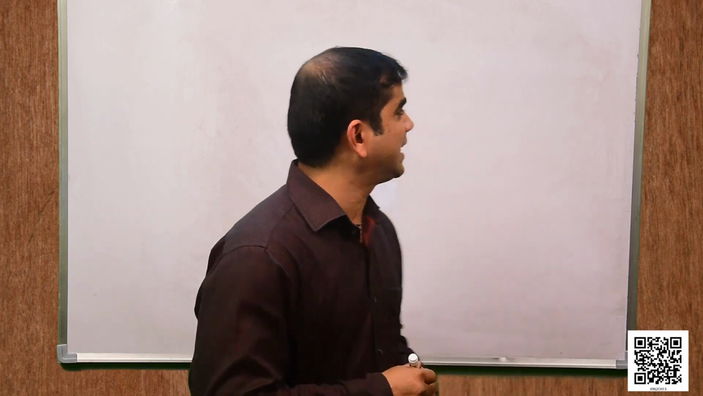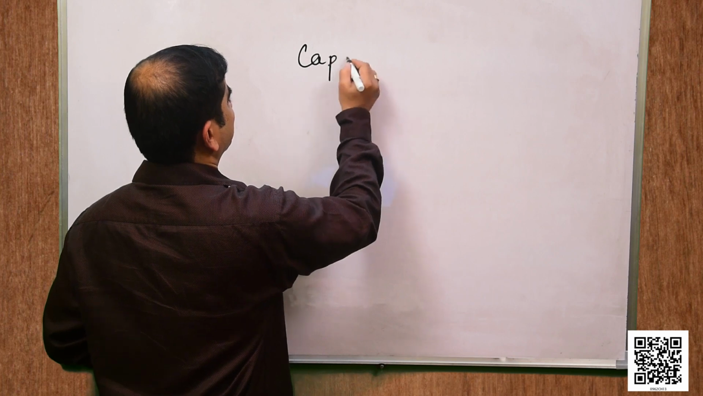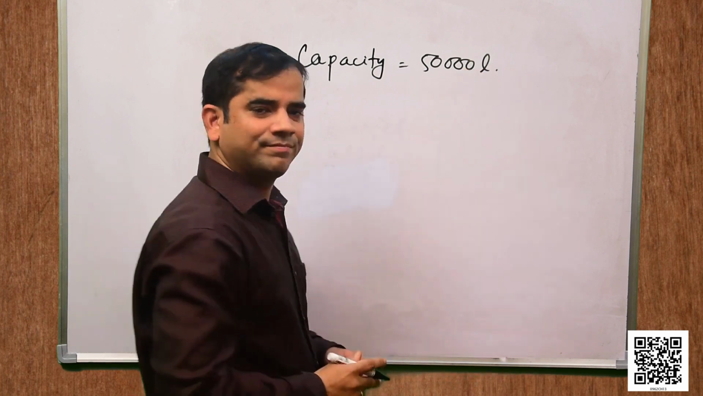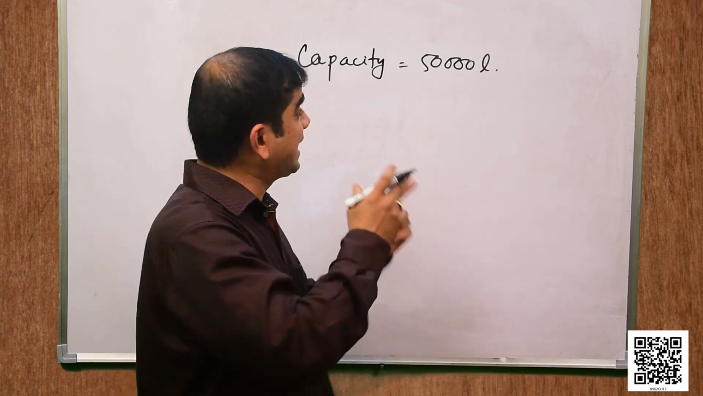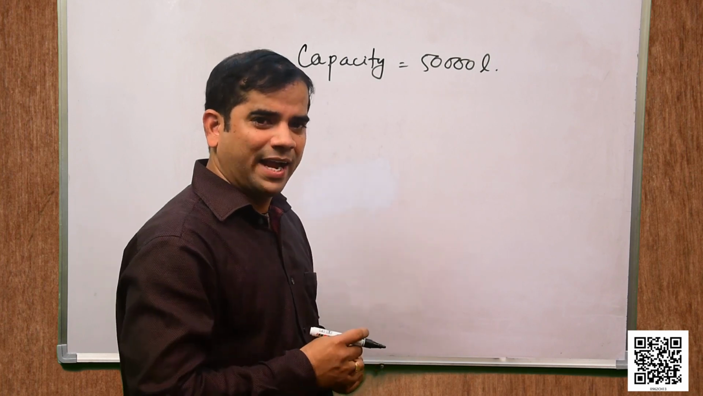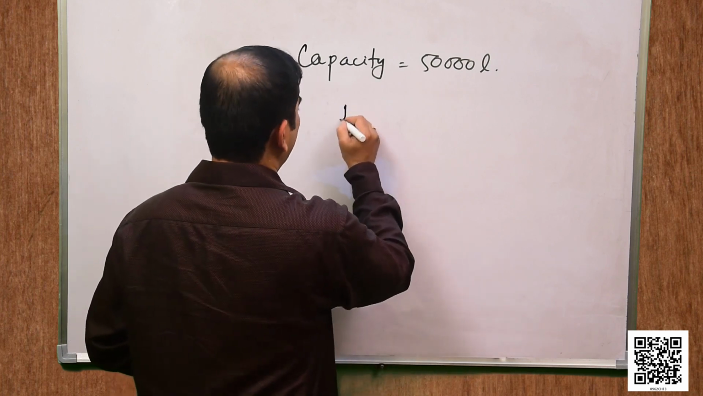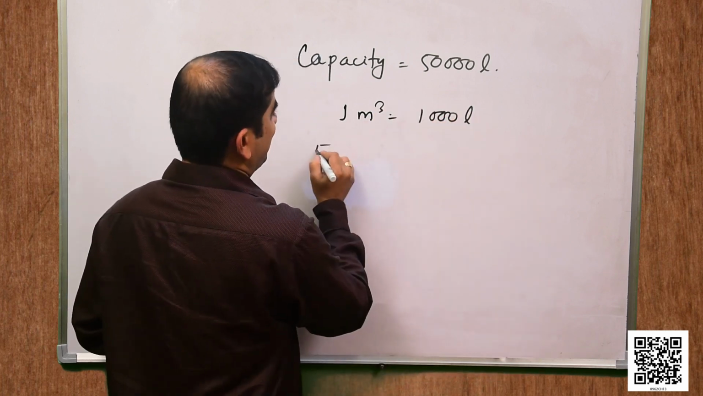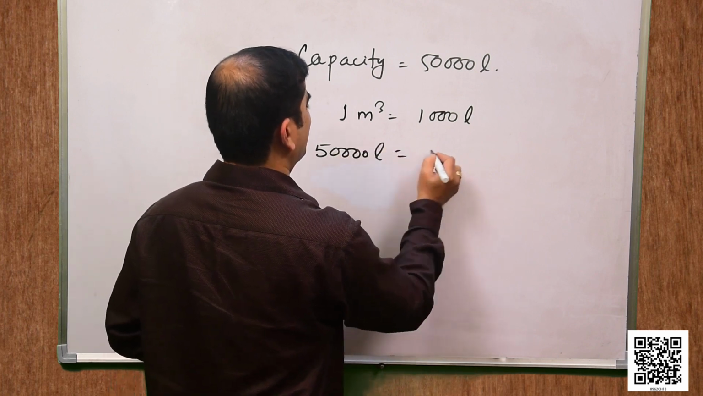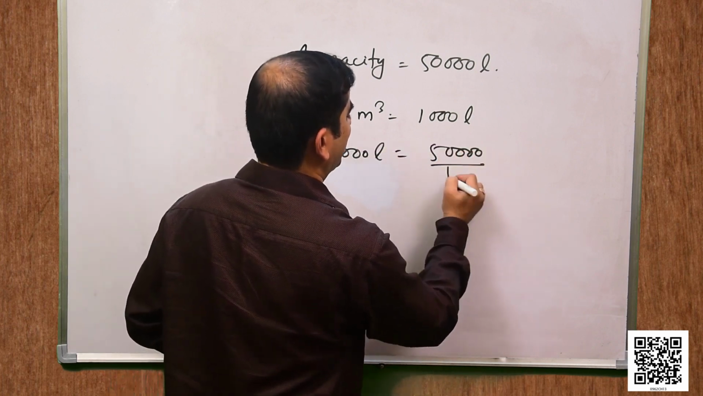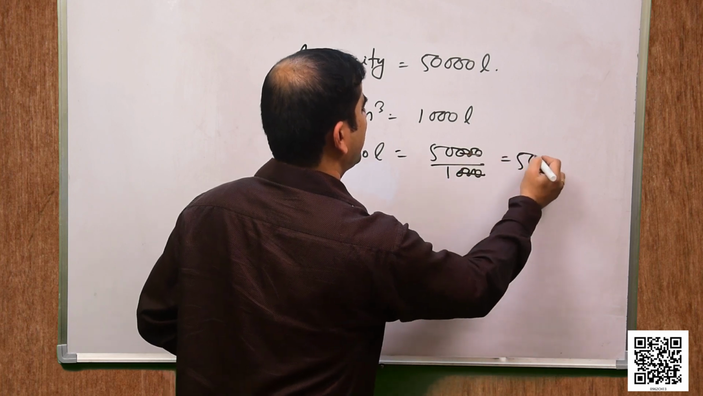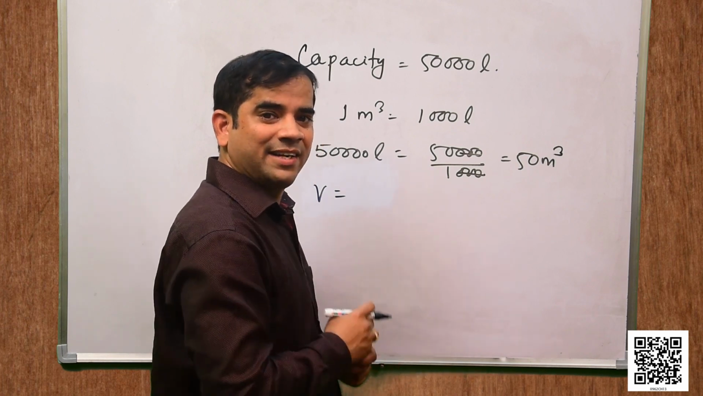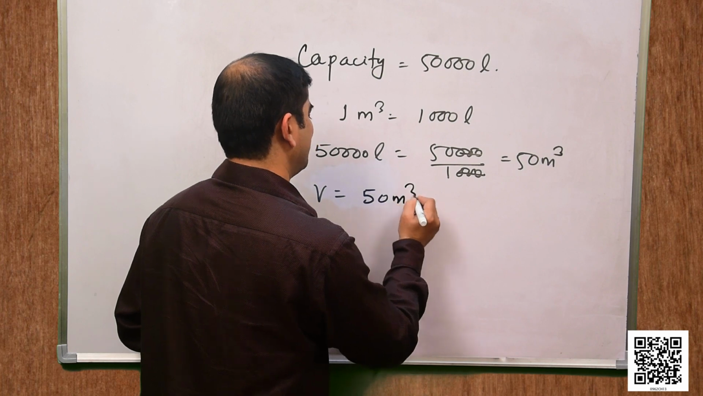So, what is the given data? Capacity is 50,000 liter. 50,000 liter is the capacity. It is not the volume. So, we know that 1 meter cube is equal to 1000 liter. That means 50,000 liter is equal to 50,000 divided by 1000, that is 50 meter cube. So, the volume of the tank is 50 meter cube.